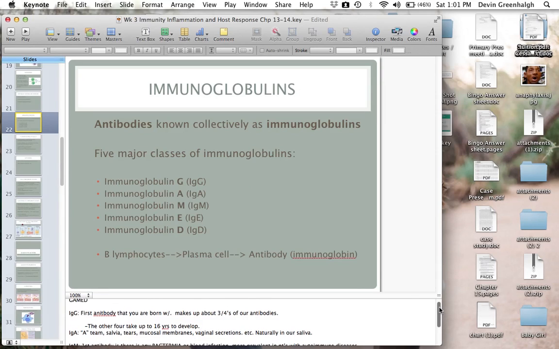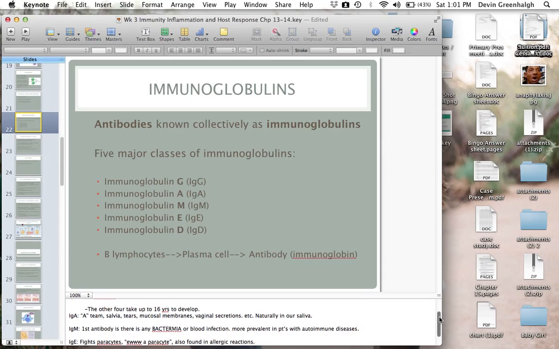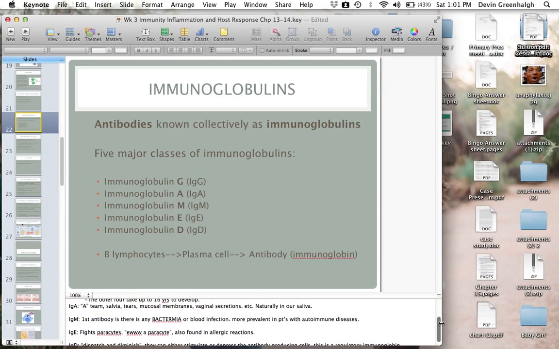So IgG, what's that one? IgG is the first antibody you're born with. It makes up 3/4 of all of our antibodies. The other 4 take up to 16 years to develop. So IgA, the A team, has to do with saliva, tears, mucous membranes, and vaginal secretions. It's kind of the body's way of releasing bacteria through those routes.